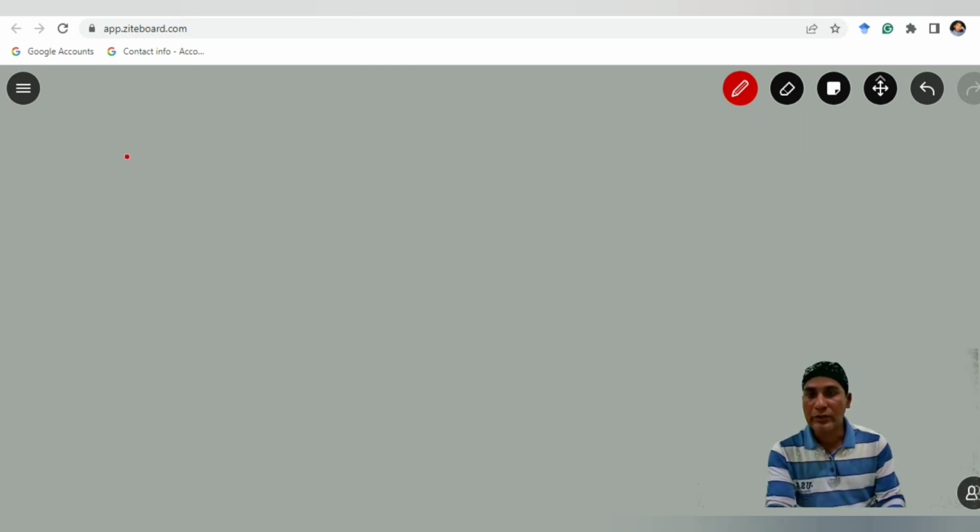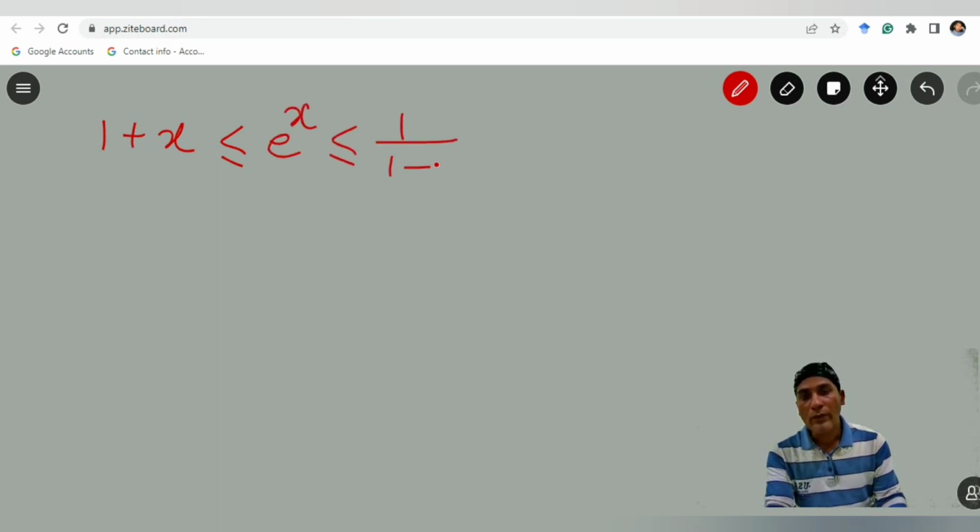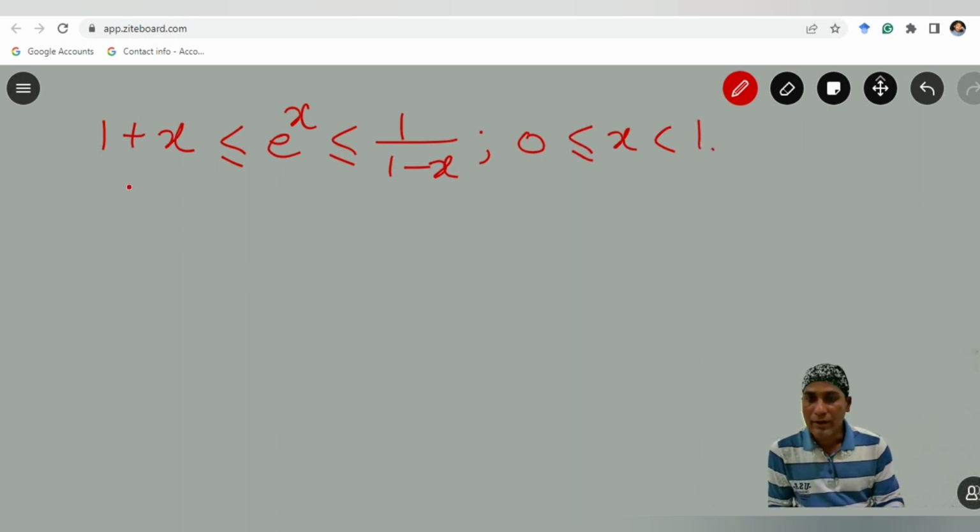So to integrate the Gaussian function e power negative x square from 0 to 1, first of all we need to know the simple inequalities which I am writing here. The inequalities are 1 plus x less than or equal to e power x less than or equal to 1 over 1 minus x, and these inequalities are true for the values of x which are between 0 and 1 including 0. Actually, these inequalities are very trivial and easy to remember. And in fact, the left inequality, 1 plus x less than or equal to e power x, is true for all the real values of x.